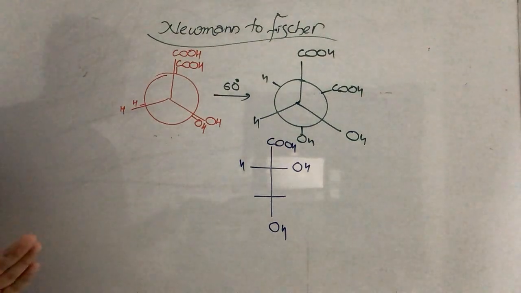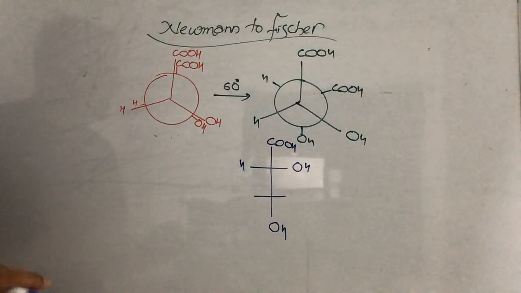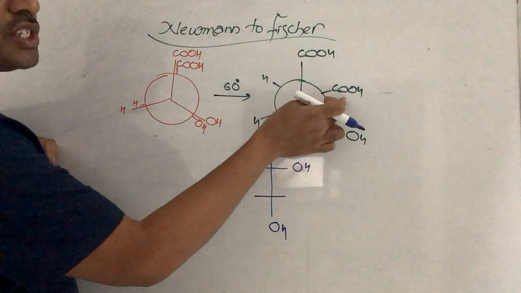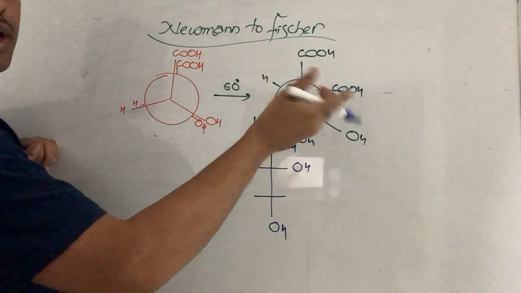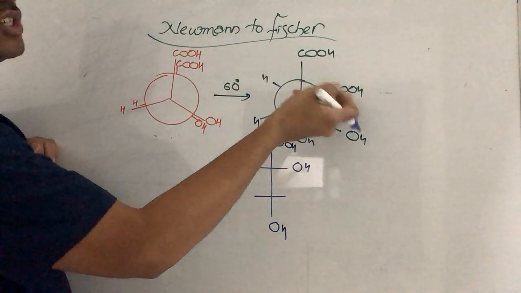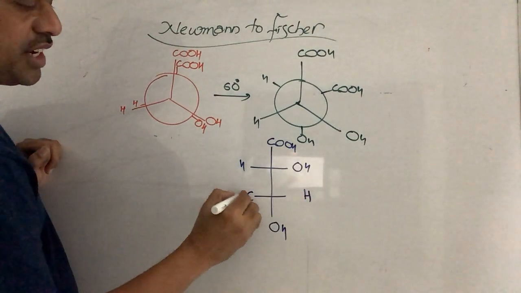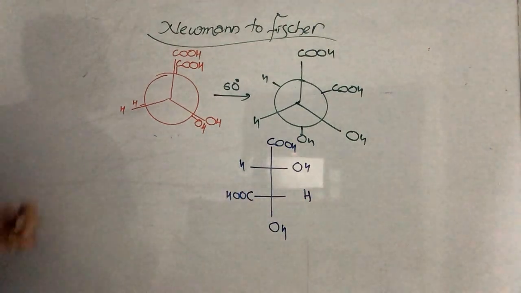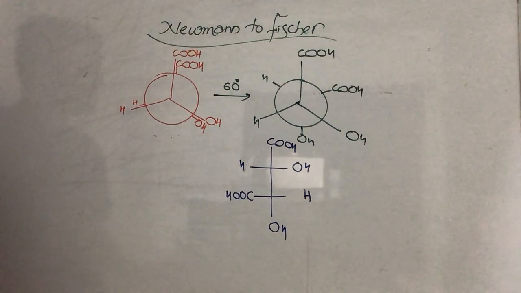But if you are writing from the staggered form, then technically what you need to do is this COOH group and this H, we need to shift them or rotate them. Okay, now it should be written here and it should be written here. So H is written here, COOH is written here. So this point is to be noted. If not, you are making a big mistake.